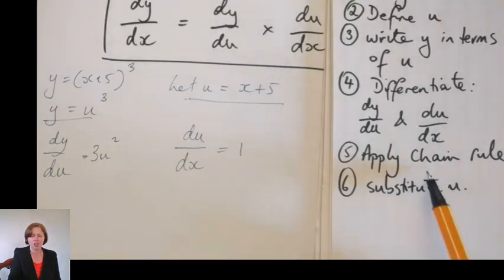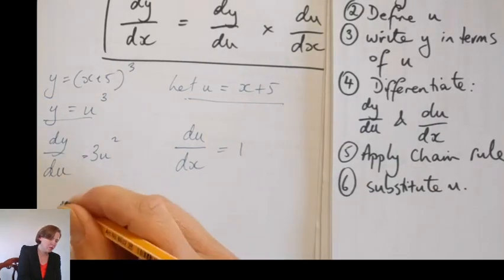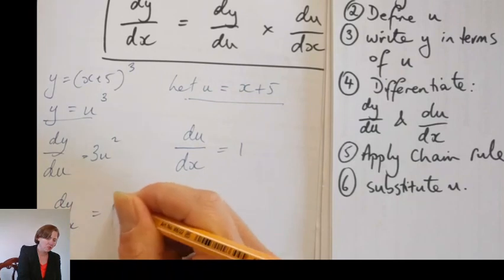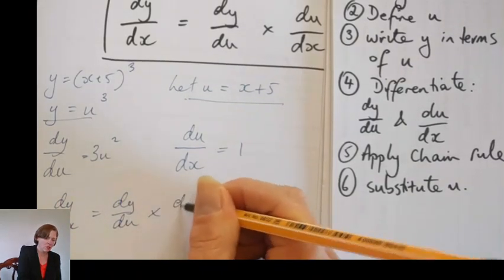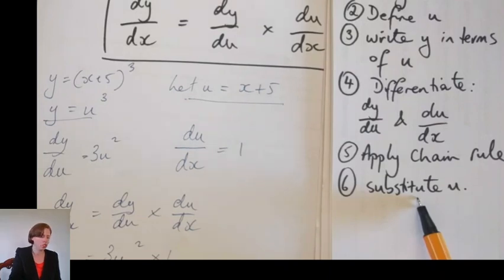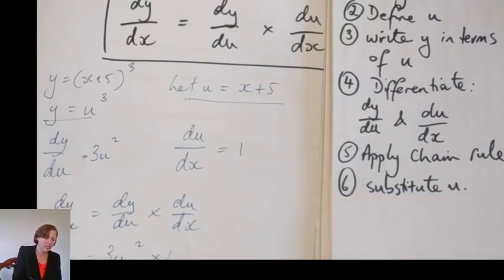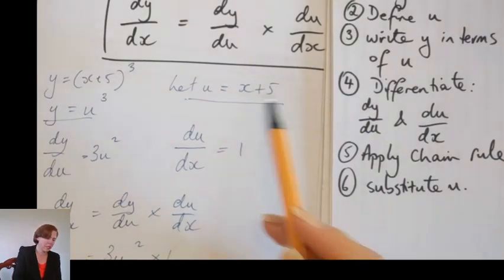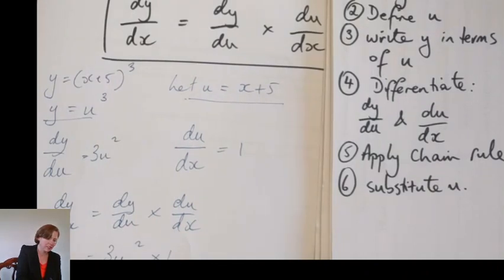My fifth step, I apply the chain rule. dy/dx equals dy/du times du/dx, which gives me 3u squared times 1. And I'm not quite done. My sixth step is I need to substitute u. So I've got 3u squared in this equation. I actually need this to be in terms of x, so I'm going to replace u with x plus 5. So dy/dx equals 3 times x plus 5 squared.